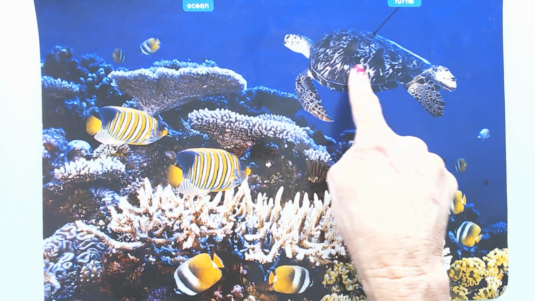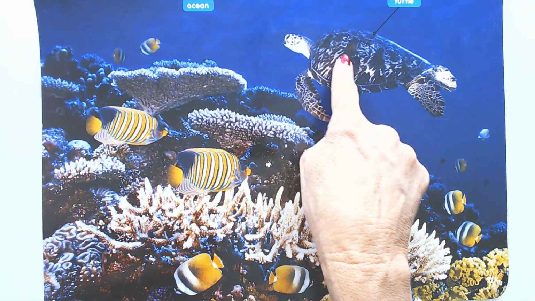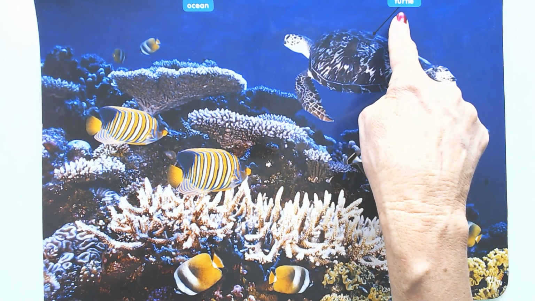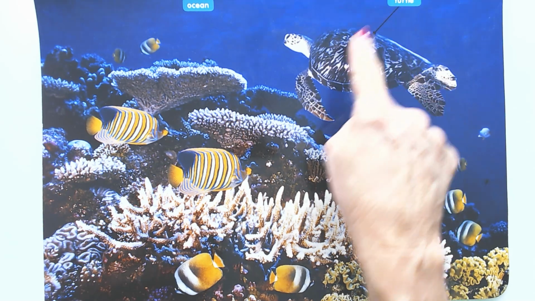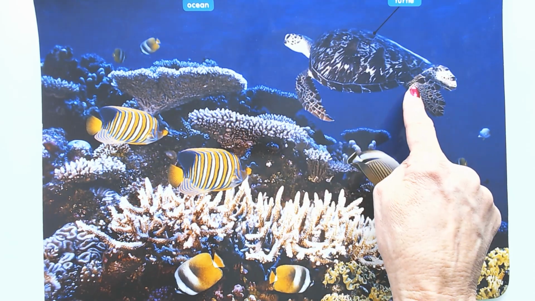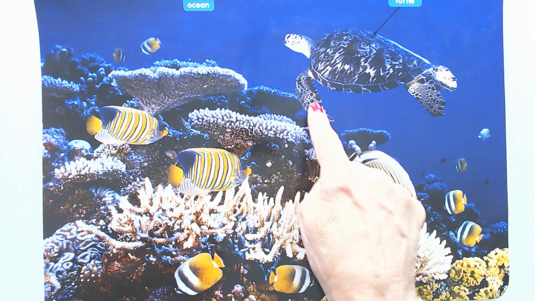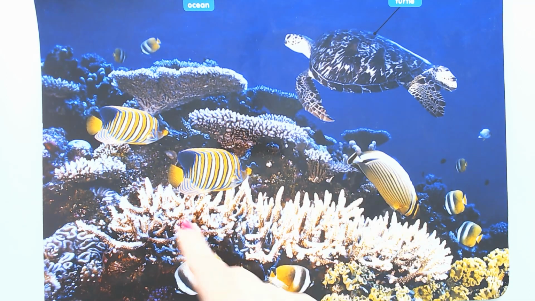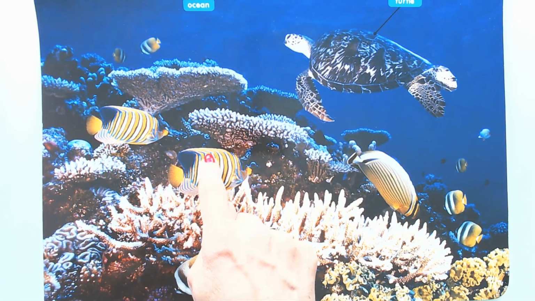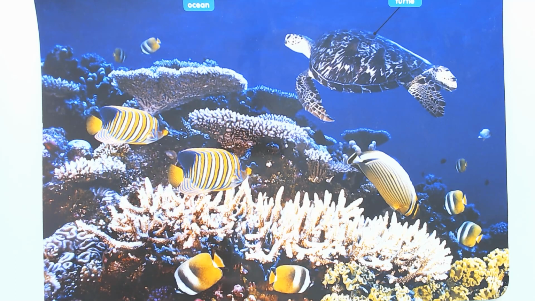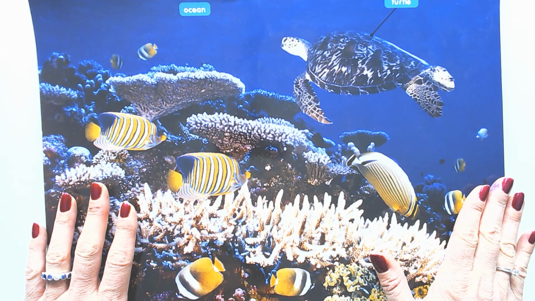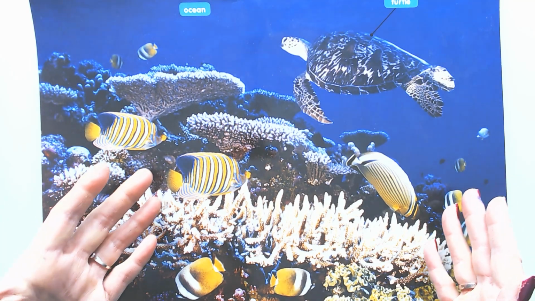And what's this right here? That's a different kind of animal. That's a turtle. And it looks like it's swimming around using its flippers. These are flippers. And these are fins. On the fish, they have little fins. So the ocean's a very different place to live than where we live, right?